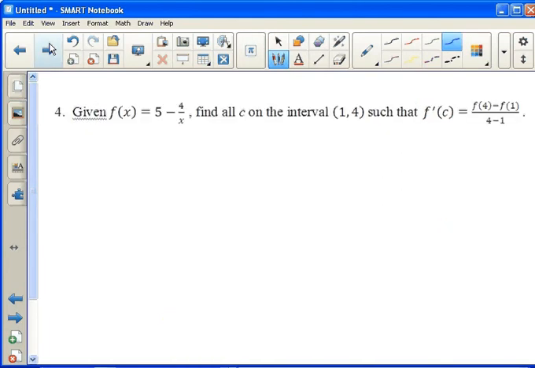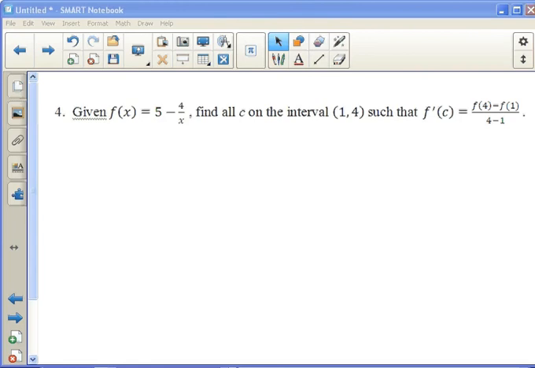Given the function 5 minus 4 over x, find all the c on the interval 1 to 4 such that f prime of c equals f of 4 minus f of 1. This doesn't actually say the words mean value theorem, but it is the mean value theorem. Anytime you see the derivative set equal to the slope formula, that's the mean value theorem.